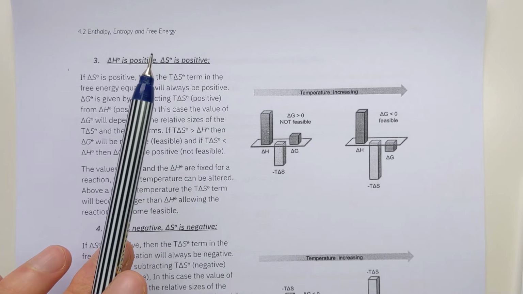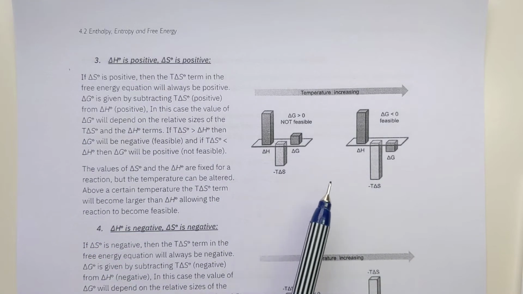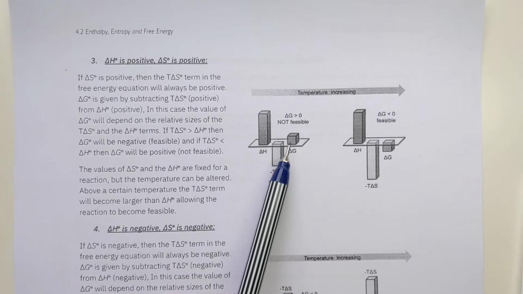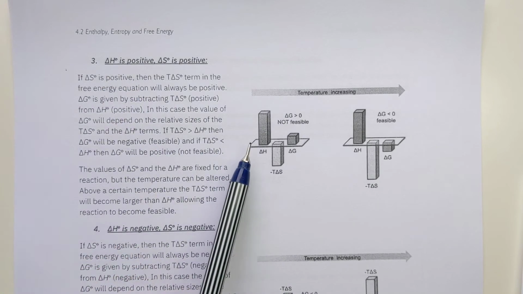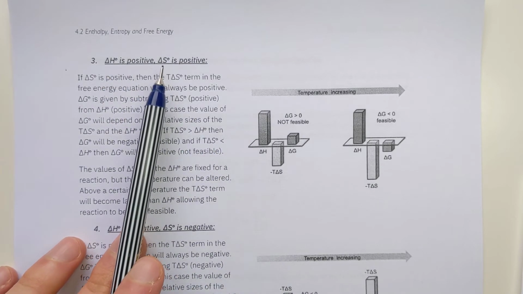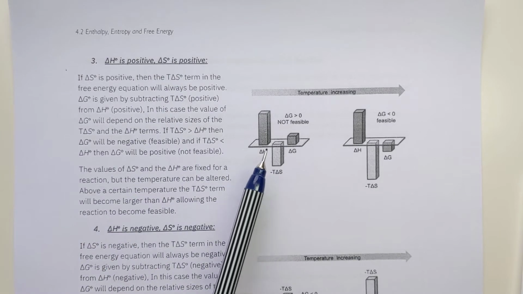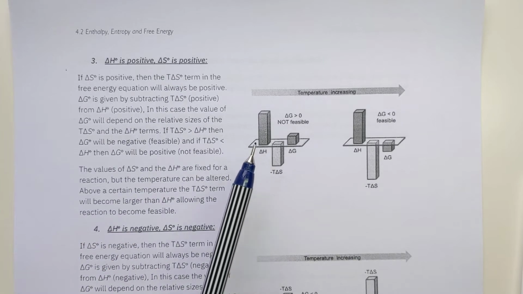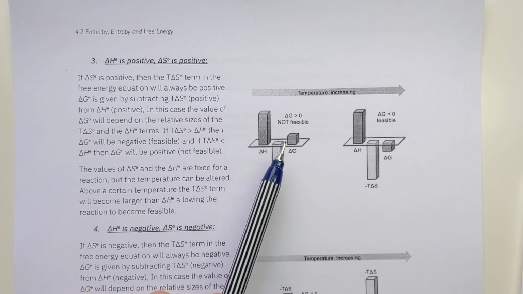The answer is that it depends on temperature. So let's look at this kind of bar graph version of this kind of analysis here. So we've got delta H as a bar and minus T delta S as a bar here. So let's just make sure it makes sense. Delta H is positive, that's going up. Delta S is positive, so minus T delta S, taking that minus sign in there, will make that negative. So you're basically combining these two bars to give your overall value for delta G.